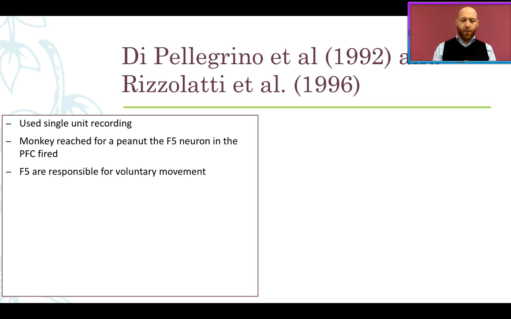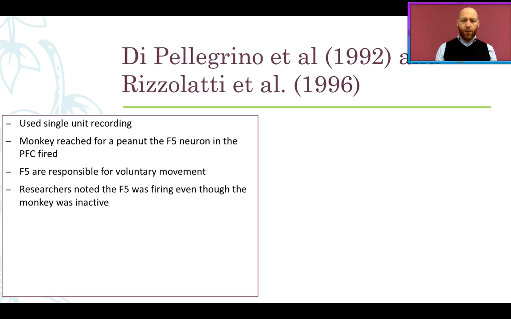We'll see where the F5 is in there. The F5 is thought to be responsible for voluntary movement. So that's interesting. The researchers noted that the F5 was firing even though the monkey itself was inactive. All the monkey was doing was watching another monkey reach for a peanut.